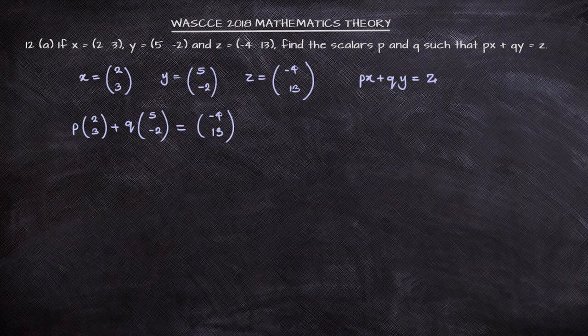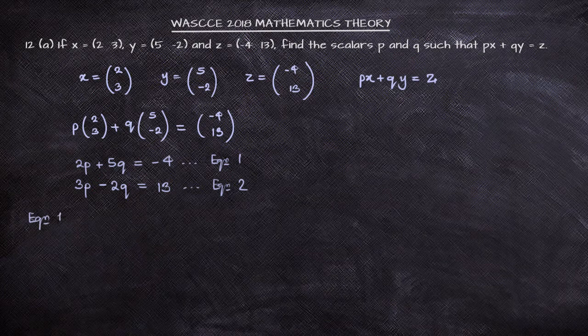And then what this will form is a set of simultaneous equations, which we have 2p plus 5q is equal to minus 4. Then 3p, now we have minus 2q because minus 2 is there at the base, equal to 13. Now these are two equations that we can choose to solve, equation 1 and equation 2. We can solve them simultaneously and we can find the value of p and q.